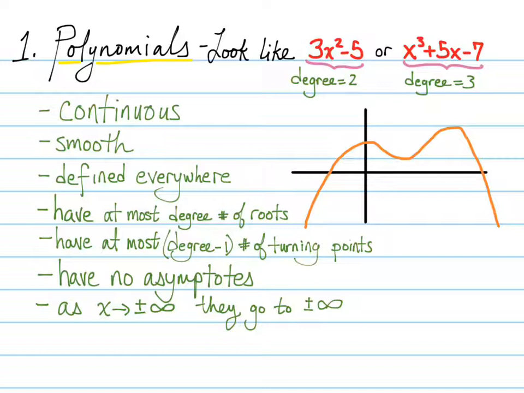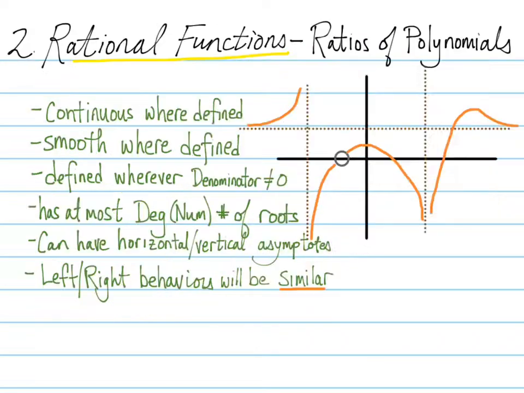Polynomials don't have asymptotes. And as you let x get really big, they have to go to plus or minus infinity. They don't level out. They escape. So that's polynomials. Again, they're the most basic. They're really important. And here's the first place they're used.